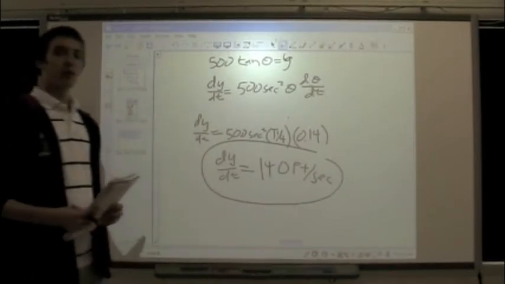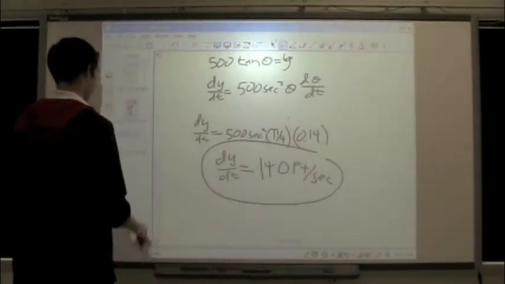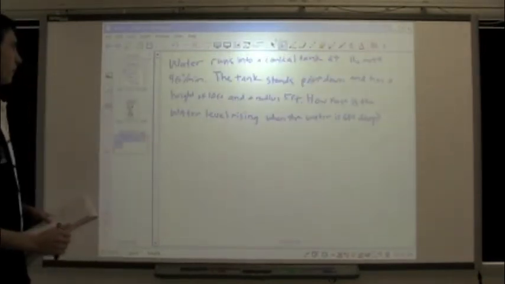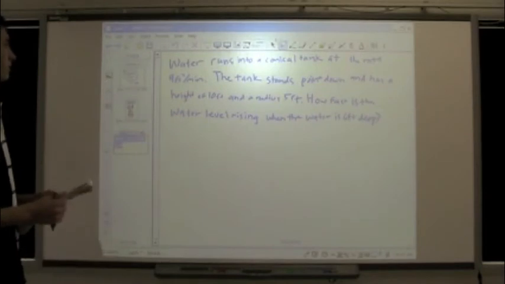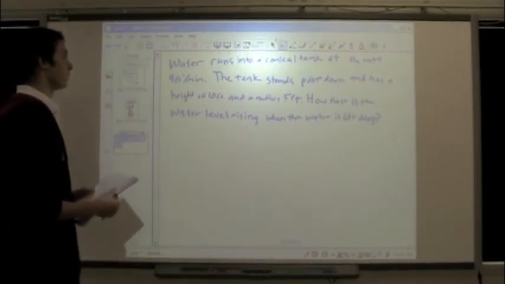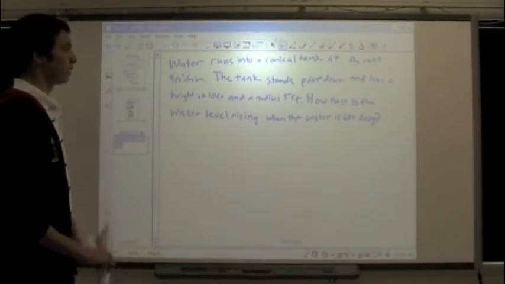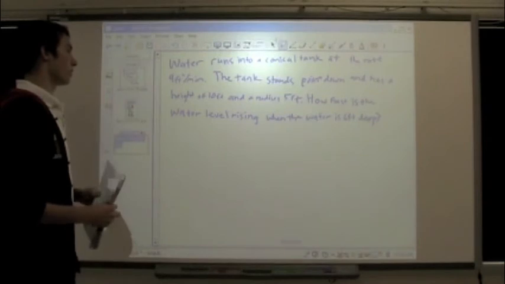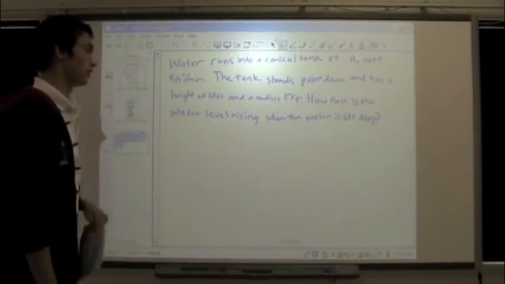I'm going to do one more just for reinforcement. Here is a problem. Water runs into a conical tank at the rate 9 feet cubed a minute. The tank stands point down and has a height of 10 feet and a radius of 5 feet. How fast is the water level rising when the water is 6 feet deep?